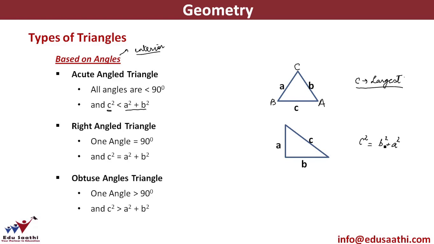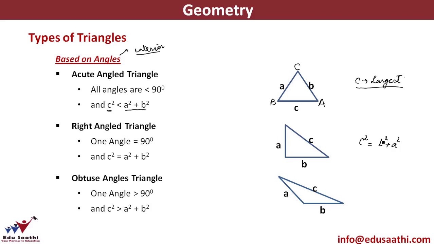The third type of triangle on the basis of angles is an obtuse angle triangle. So an obtuse angle triangle is a triangle where one of the angles is obtuse. That means it's greater than 90 and less than 180. Only one of the angles can be obtuse, not two angles, because the sum condition has to be still satisfied. The sum of all three angles of a triangle still has to be 180 degrees. So at max, one angle of a triangle can be obtuse.